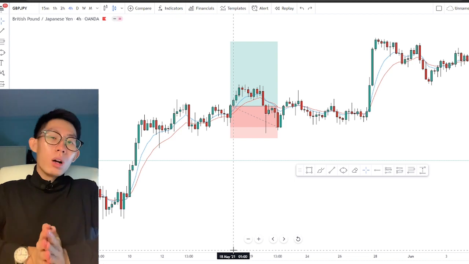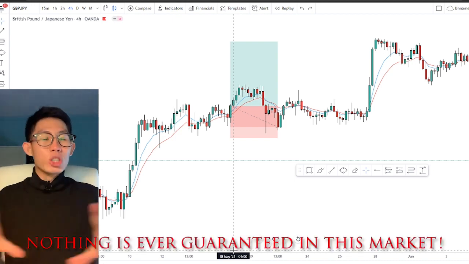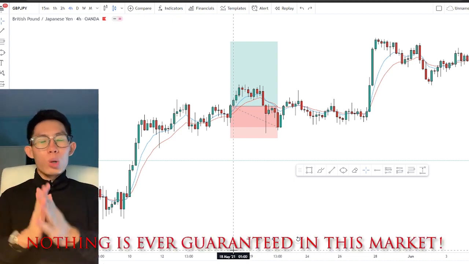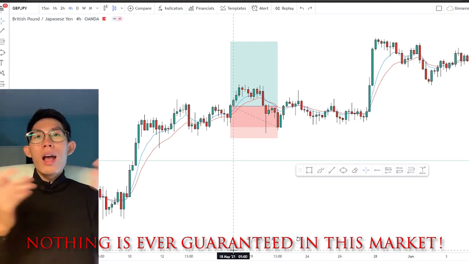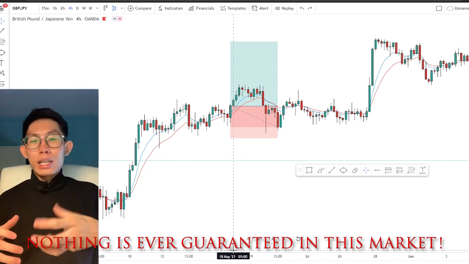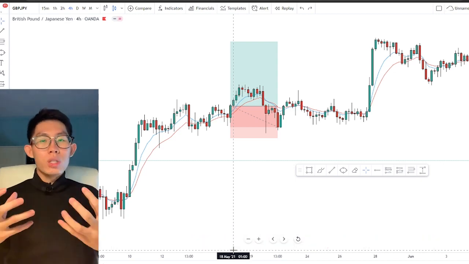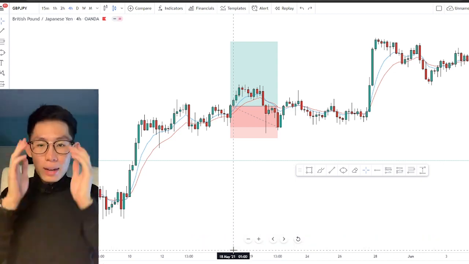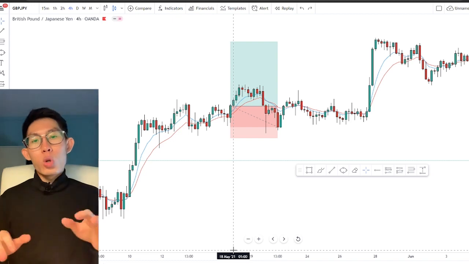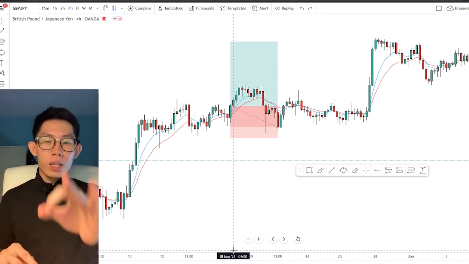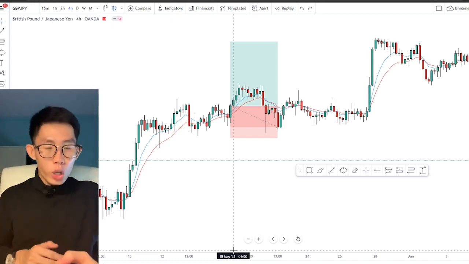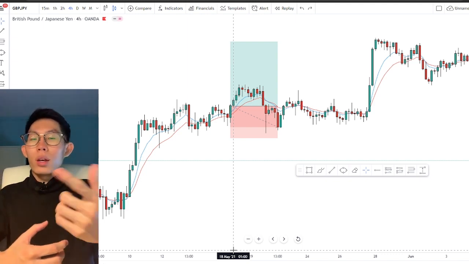But just to be clear, this candlestick pattern might not work 100% of the time, alright? I don't think any candlestick pattern will work 100% of the time. That's why it is so important to make sure that you have other confluences before you enter the trade. Like I said in all my videos, make sure you have at least 3 confluences before you enter the trade. So this candlestick pattern can be one confluence.